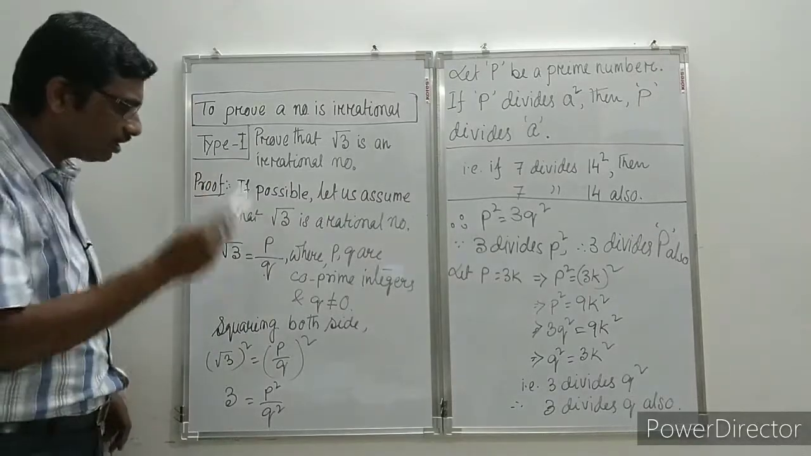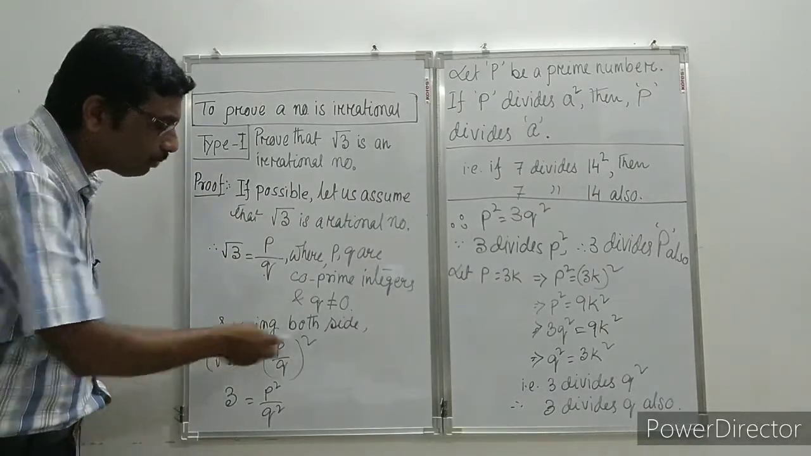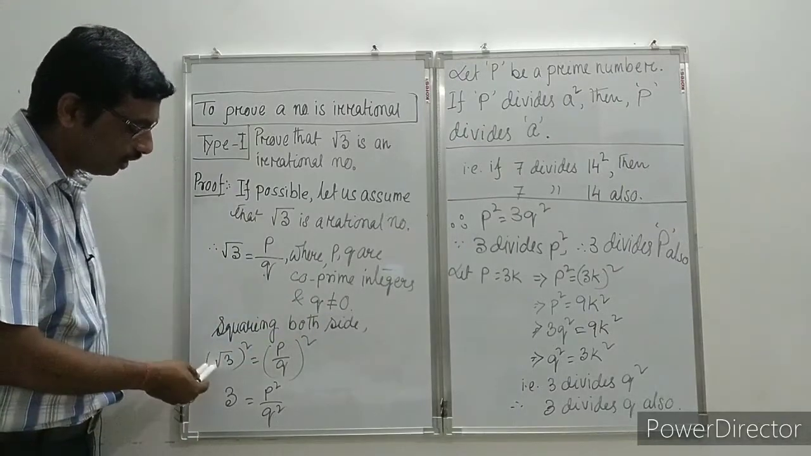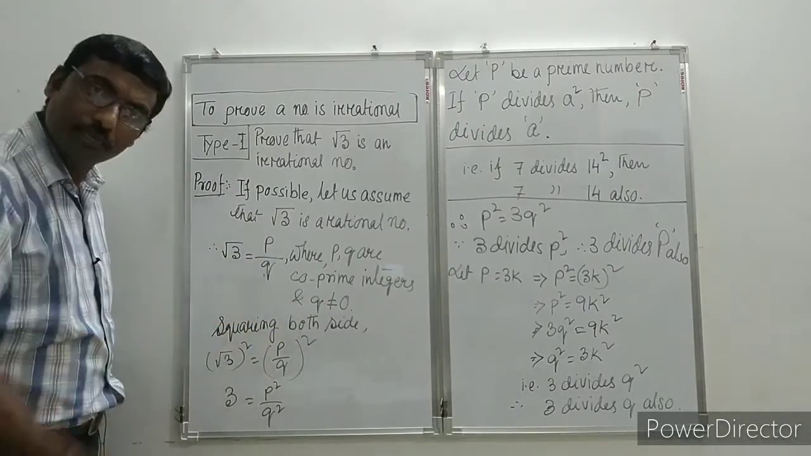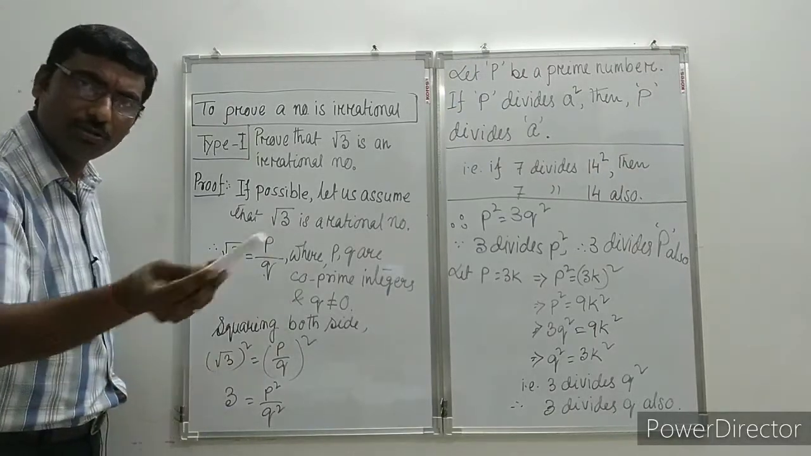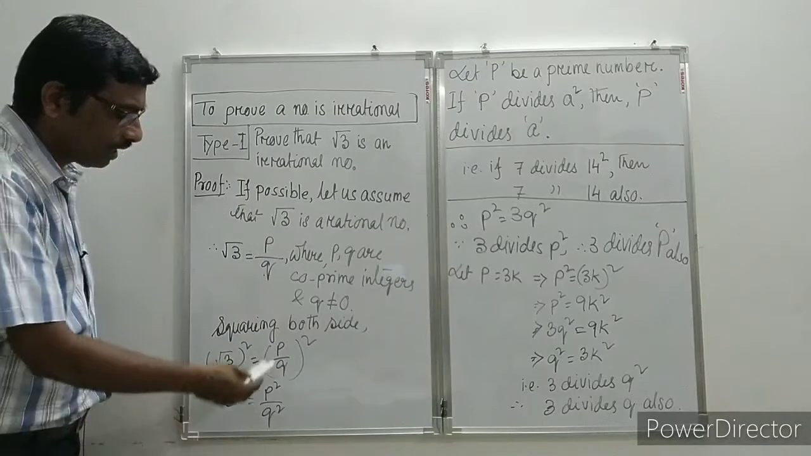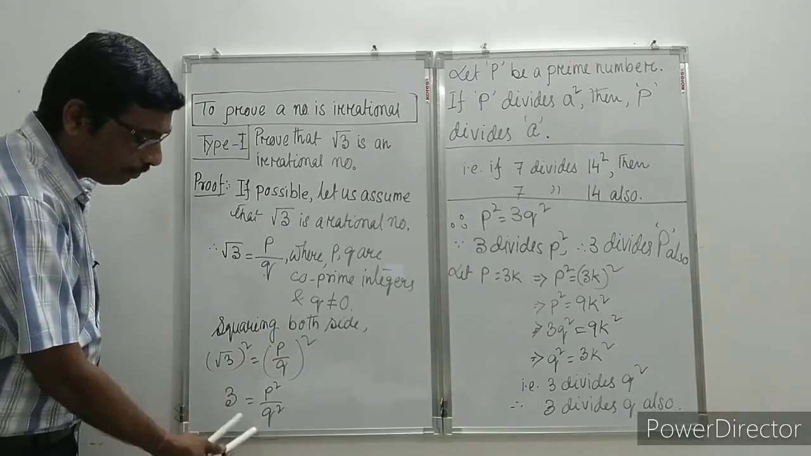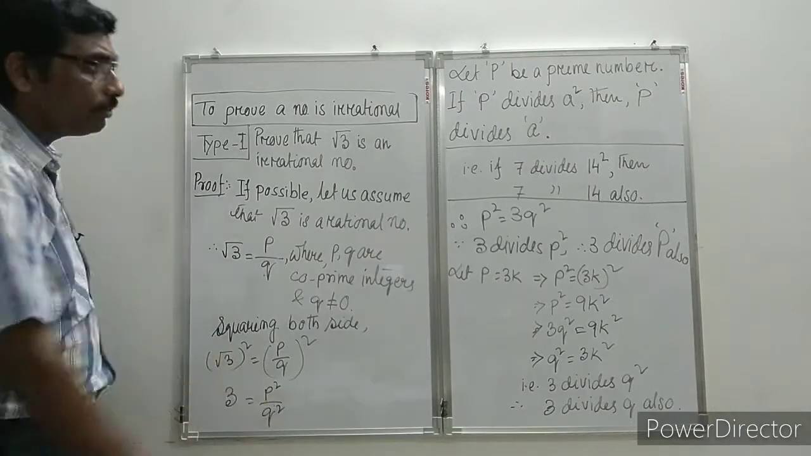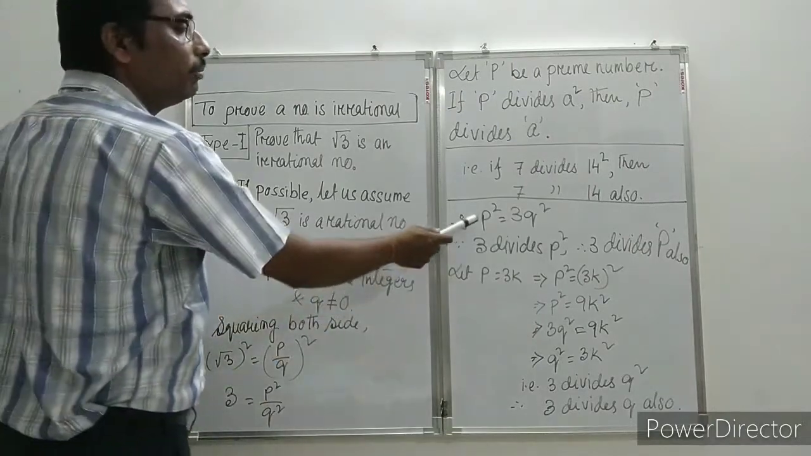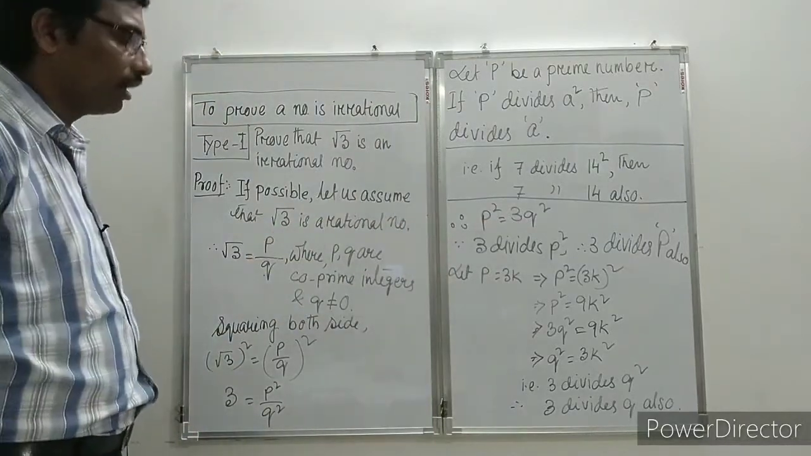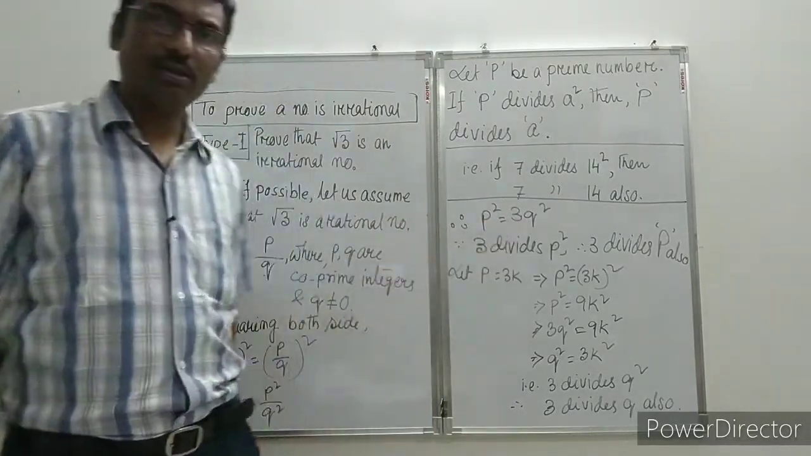Then in this type, we will square both sides. Squaring both sides, root 3 whole square is equal to p by q whole square. Root 3 square becomes 3, because root 3 into root 3 is 3, and p by q whole square becomes p square by q square. Now on cross multiplying, what do we get? p square equals 3q square. Correct? Okay.